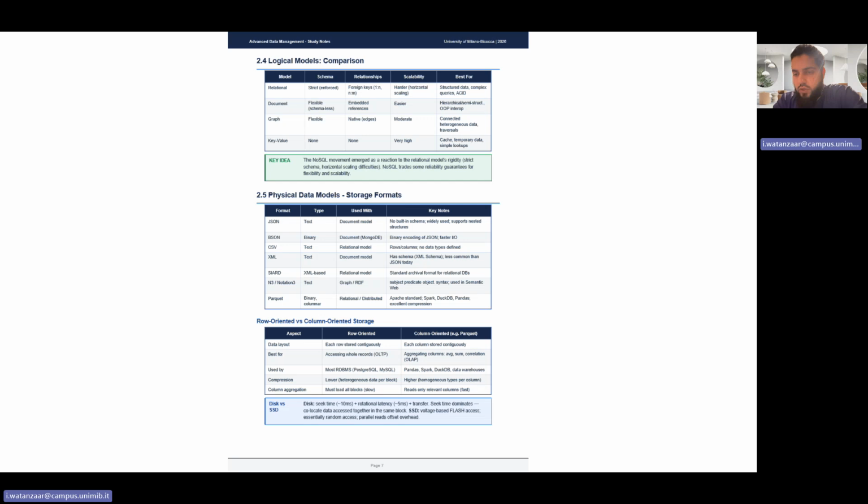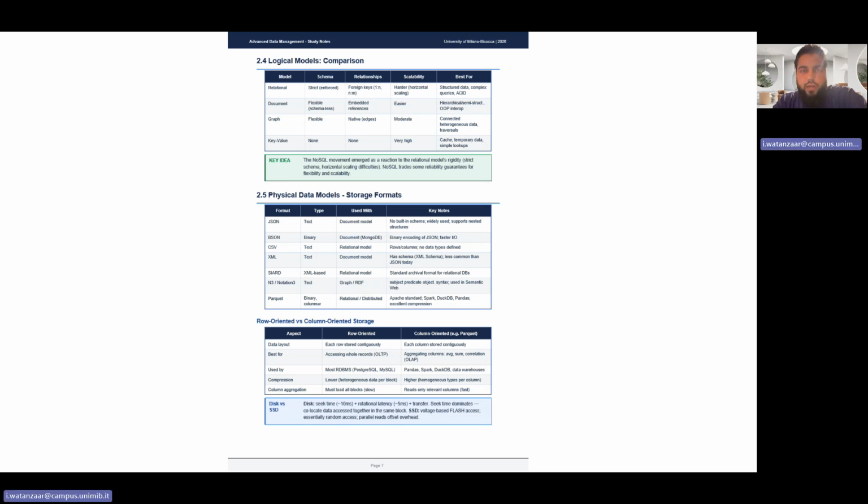In NoSQL, there are no tables and no foreign keys or reference keys like that, but we define a document, which has a flexible schema, or we can say it is schema-less. So that's why they gave it the name NoSQL. It trades some reliability guarantees for flexibility and scalability. And as we can see in the comparison, it can easily scale in comparison to the relational model.